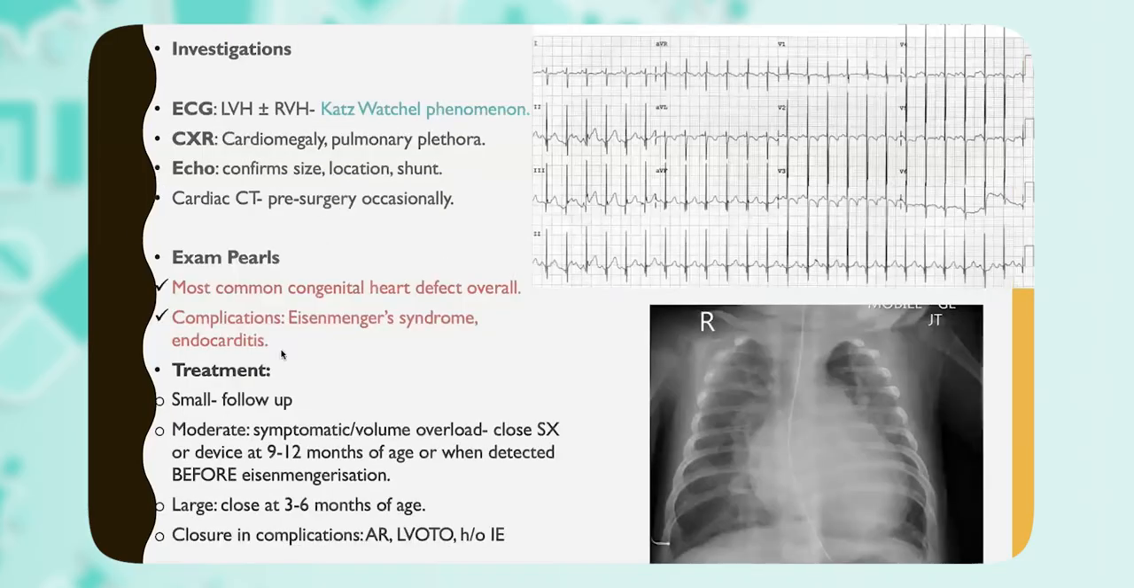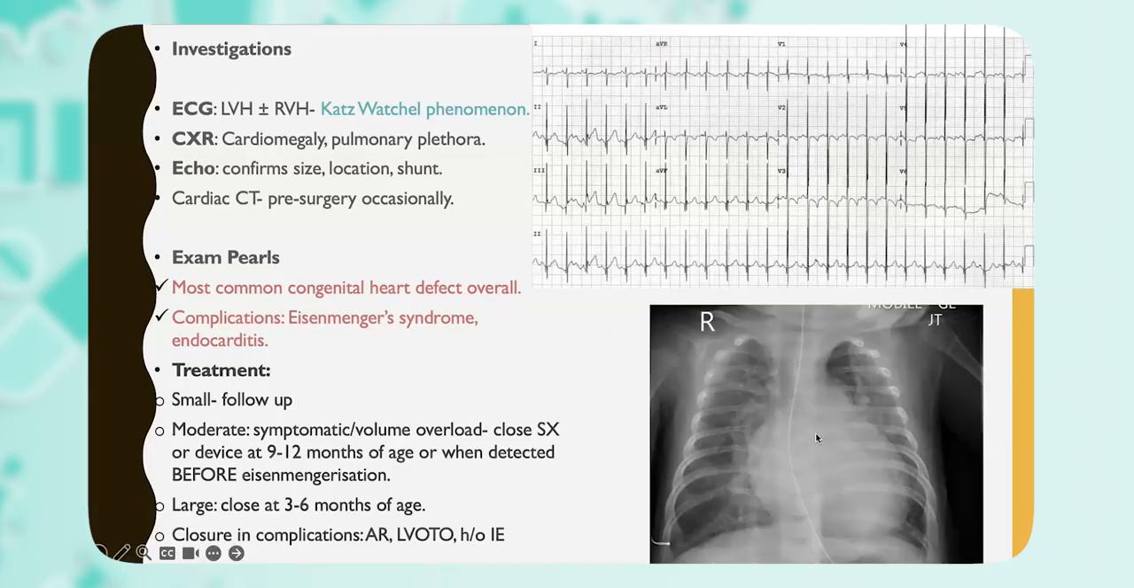Okay. ECG will show both left ventricular hypertrophy and right ventricular hypertrophy, and this is also known as the Katz-Wachtel phenomenon. Can you see in this ECG, if you look closely from V2, V3, V4, V5, we have very tall R waves as well as very deep S waves. So it signifies both the left and right ventricles are probably hypertrophied. So this is called the Katz-Wachtel phenomenon. Sometimes present, not always present in VSD cases, but it is highly specific.